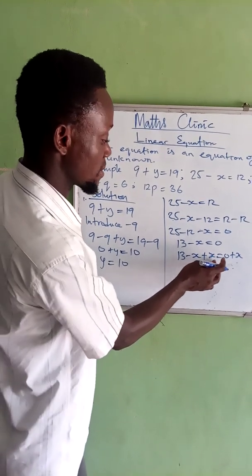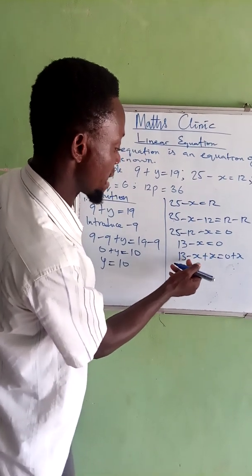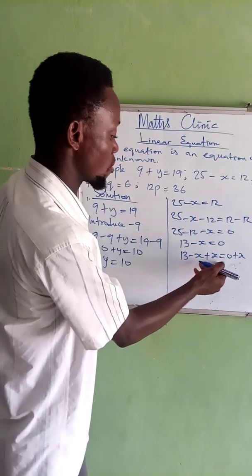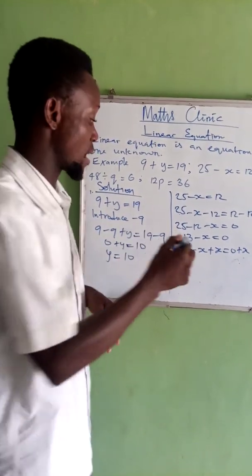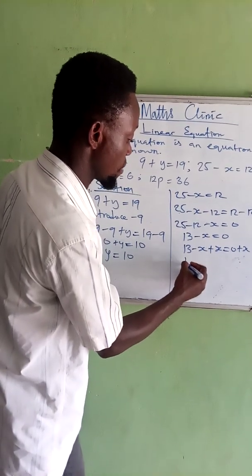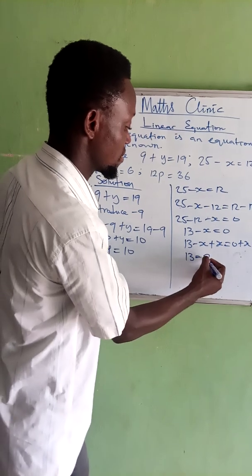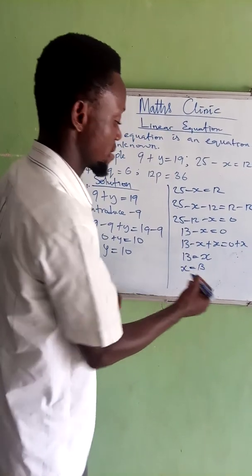Minus x plus x will give you what? It's the same thing as saying 1 minus 1 plus 1. Minus 1 plus 1 is the same thing as 1 minus 1, and that will give you 0. So here we have 13 equals 0 plus x, which gives you x. So the value of x is 13.